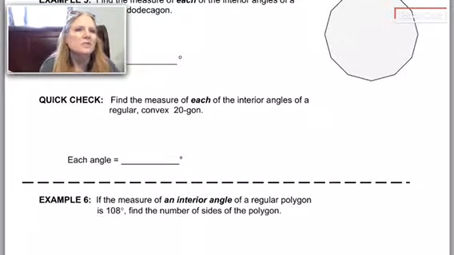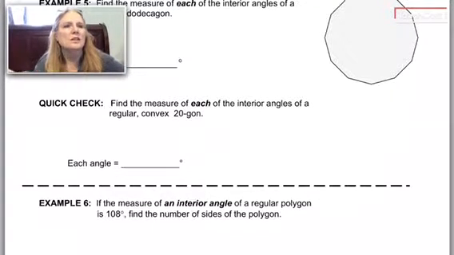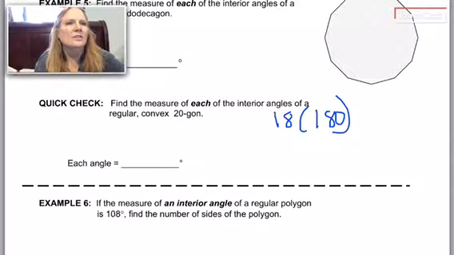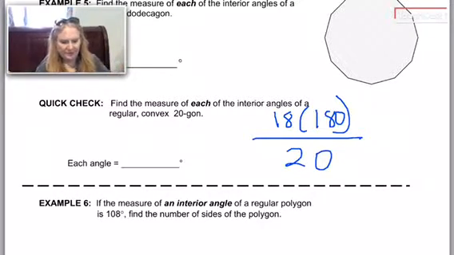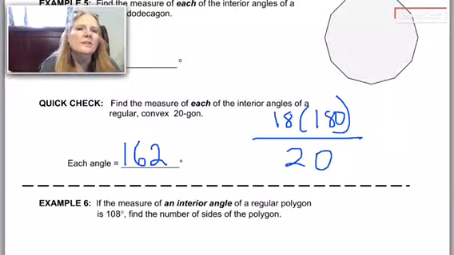Quick check. Find the measure of each of the interior angles of a regular convex 20-gon. Please pause the video. It's going to be n minus 2, so 18 times 180 divided by 20. 18 times 180 divided by 20 is 162. All of the answers we've had so far on the angles have not had decimals in them, but just to let you know, you could have a decimal for an angle measure.